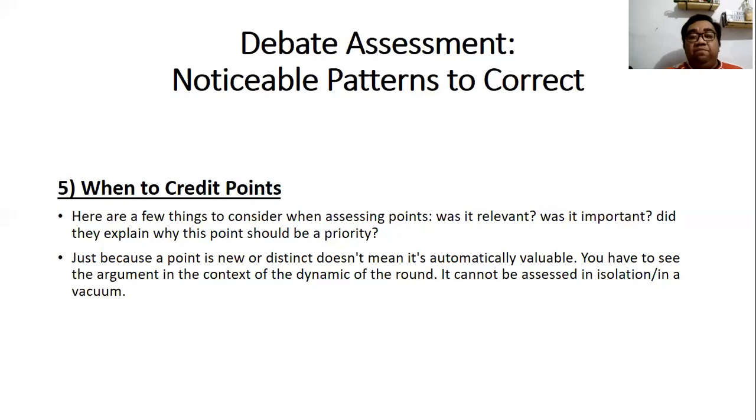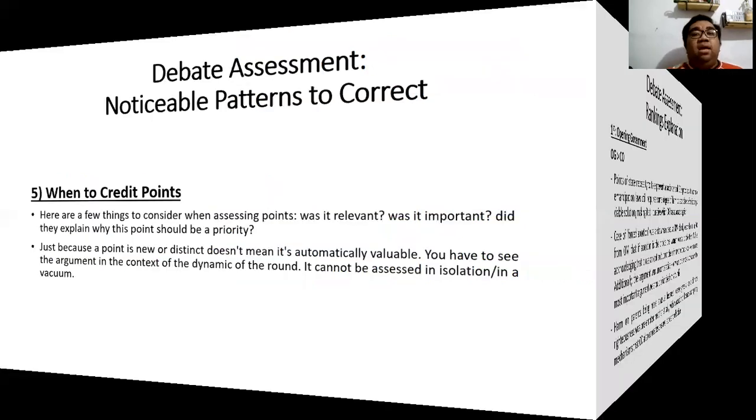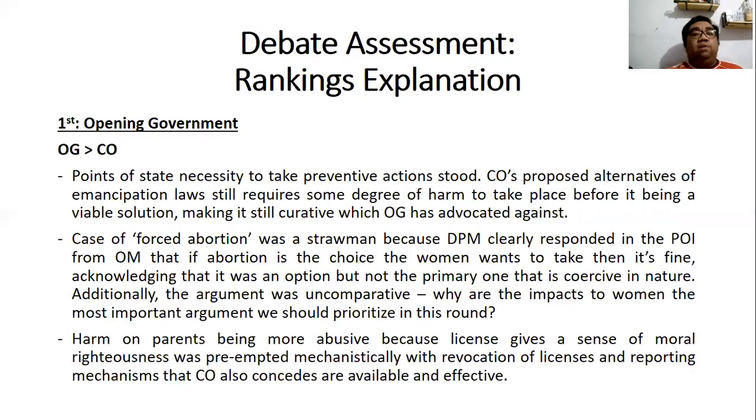All right, now let's move on to the debate assessment and the rankings explanation. The first rank went to the opening government. I'm going to compare why opening government was triumphant over the other 3 teams. First, the comparison with closing opposition, which was the second rank. There are 3 things. Firstly, opening government's points on the state necessity to take preventive action stood until the end of the debate.